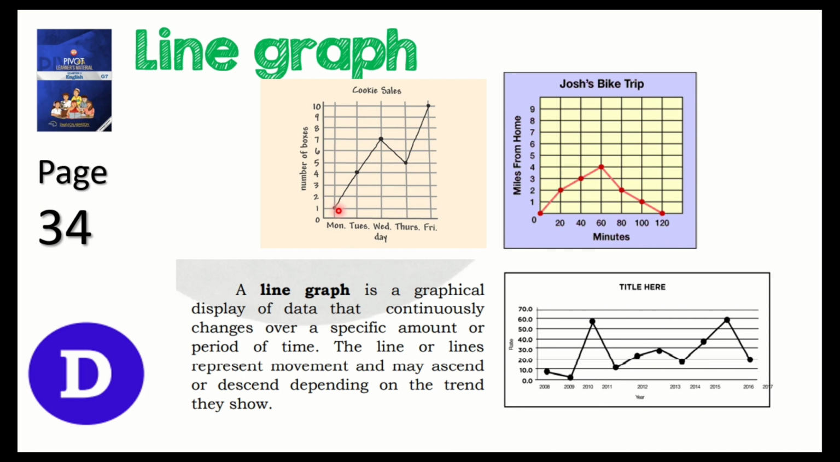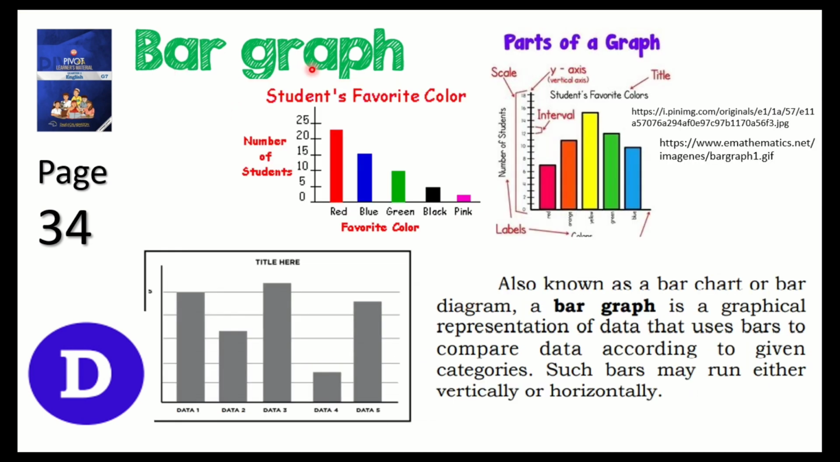Very good. A line graph displays data that continuously changes over a specific amount or period of time. Example, cookie sales. The number of boxes sold differs Monday, Tuesday, Wednesday, Thursday, and Friday. And here is the line. Next, we have bar graph. Kindly read the definition of the bar graph. Begin.